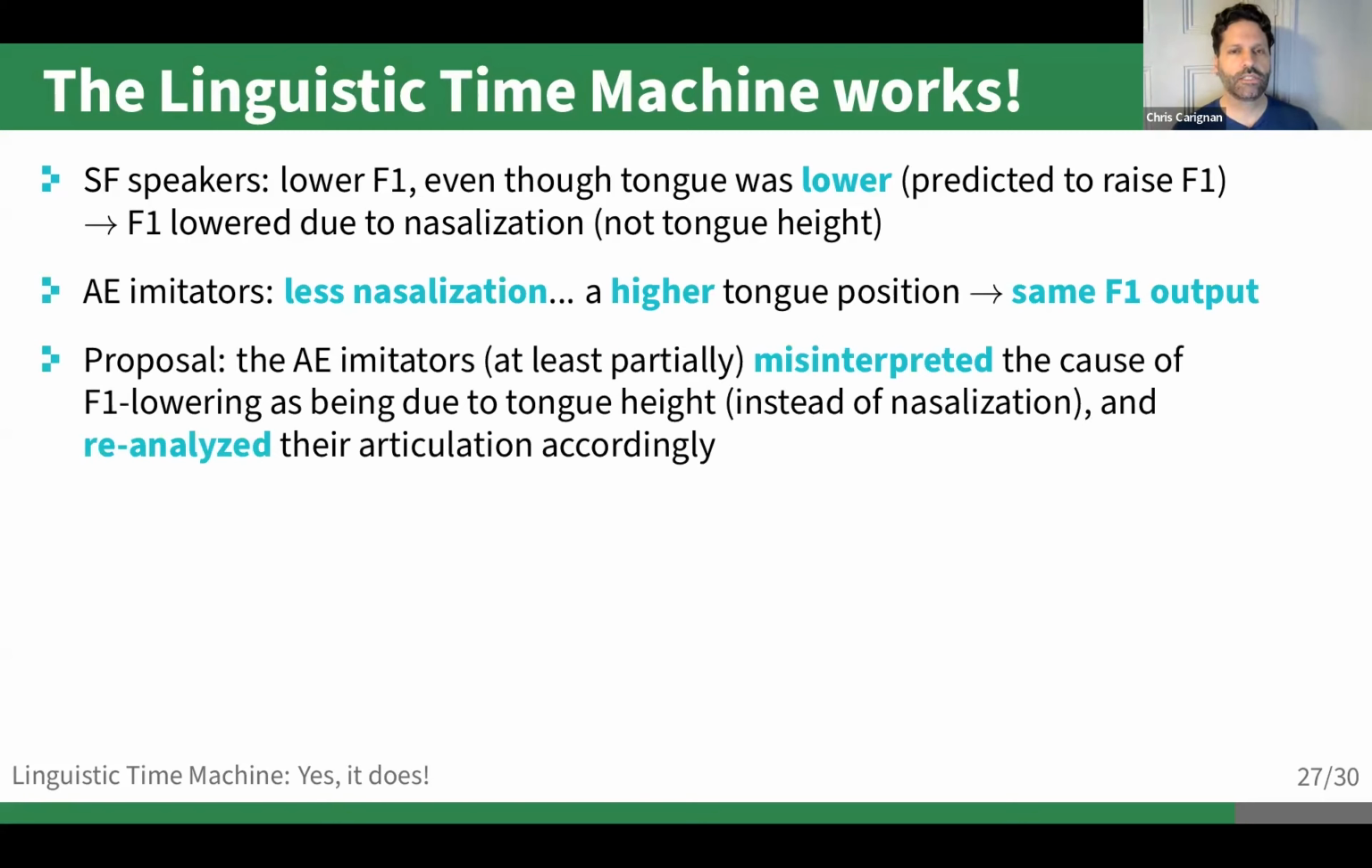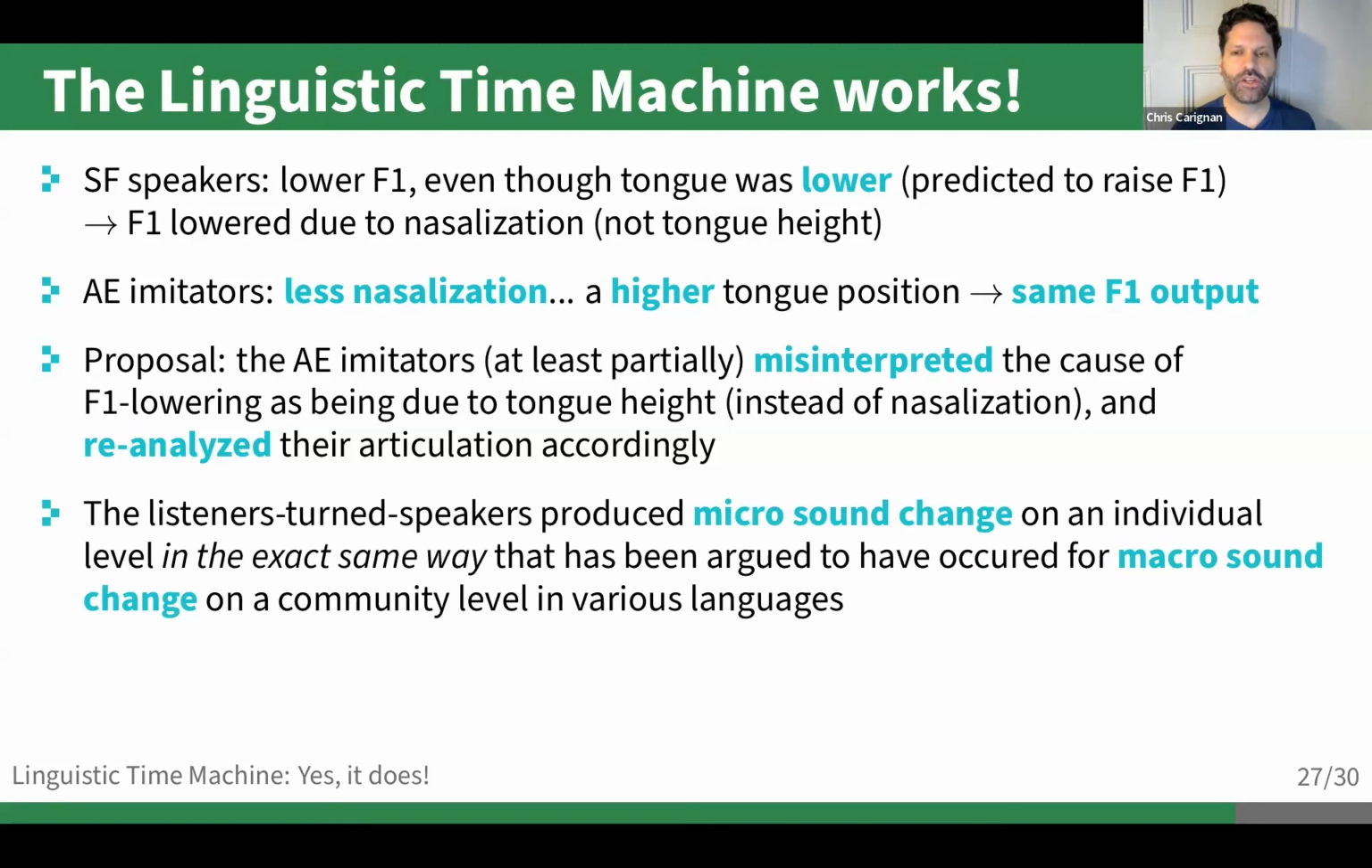So the proposal here is that I recorded this data in Sydney, so the AE here is not American English, but Australian English. The Australian English imitators at least partially misinterpreted the cause of F1 lowering as being due to tongue height instead of nasalization, and then reanalyzed their articulation accordingly, sort of on the fly as they became listener turned speaker. So the listener turned speaker here produced a micro sound change on an individual level in the exact same way that has been argued to have occurred for macro sound change on a community level in various languages.